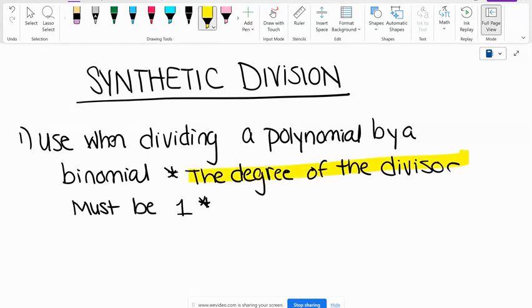So this is very specific. You cannot use synthetic division anytime you're dividing. The divisor has to be a binomial. The exponent on the x, or the variable on that divisor, has to be 1. If it's bigger than 1, we cannot use synthetic division.